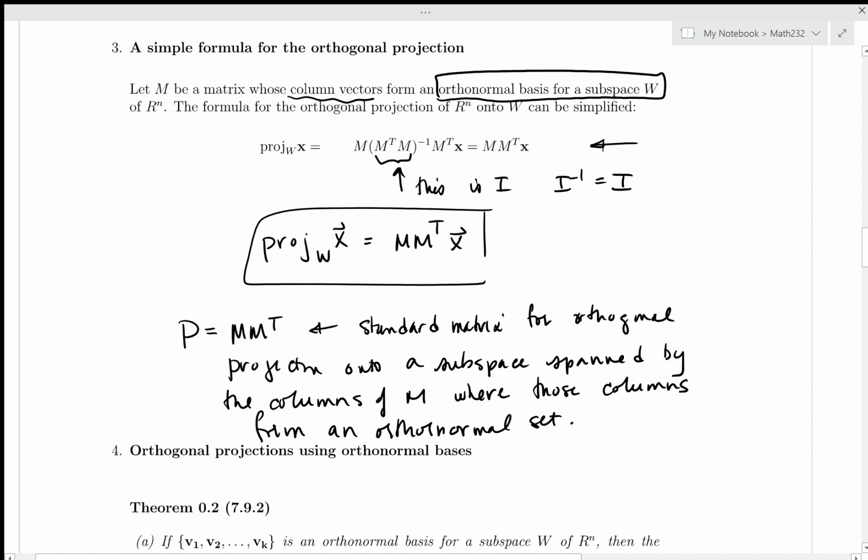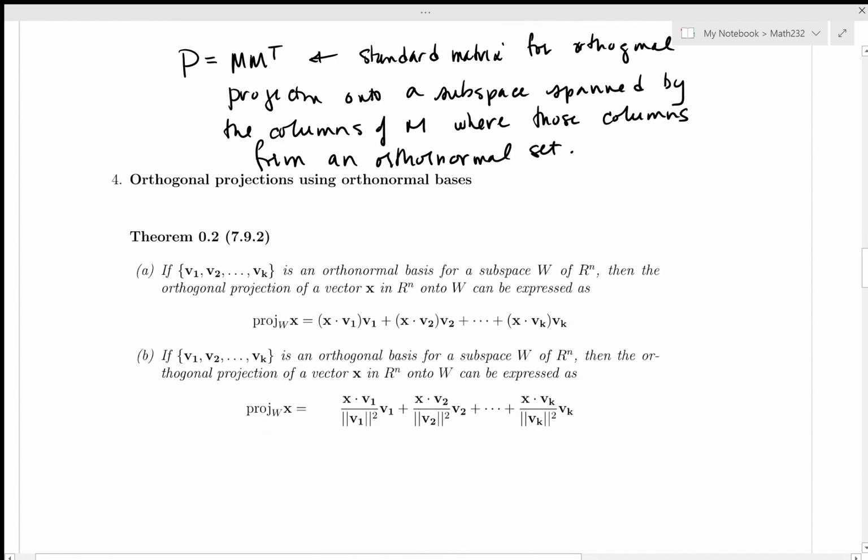So that greatly simplifies. If we were going to be projecting a whole lot of different vectors onto W, we could simply store this product, and then to do the projection, all it is is one matrix times vector multiplication, and we've got the projection.